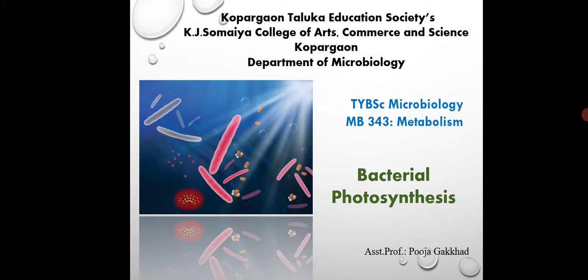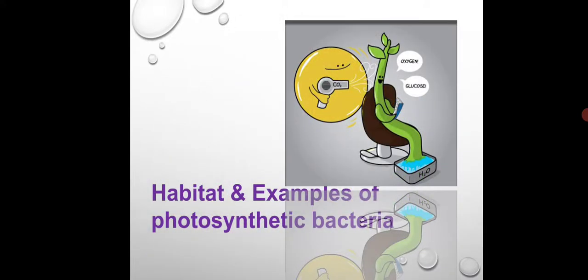So bacterial photosynthesis. Up till now we have studied photosynthesis. In your previous classes you might have heard that plants perform the photosynthesis reaction. They convert light energy into chemical energy and produce carbohydrates and so on. But bacteria also perform photosynthesis, which we are going to see in this chapter called bacterial photosynthesis.